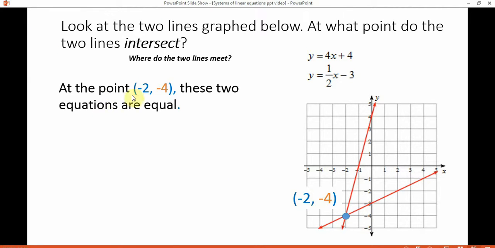At this point, at point -2, -4, these two equations are equal to each other. This equation is equal to this equation. That means their input, -2, got the same output. They have the same x-coordinate and the same y-coordinate when they are at this point.